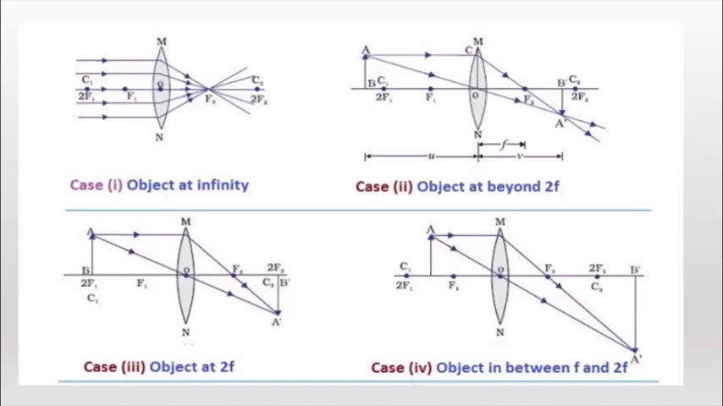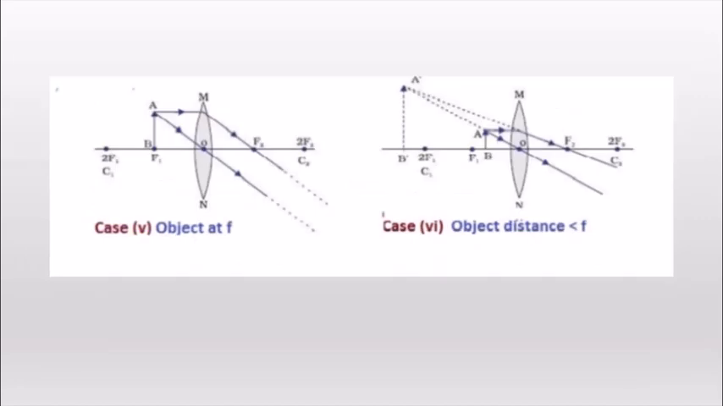Fourth one is when we keep the object between f1 and 2f1. So you can see the incident ray and the refracted ray meet together at A dash and B dash. As you can see from the diagram, the image which is formed is very large, it is real, and it is an inverted image.